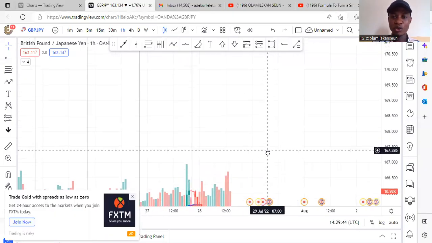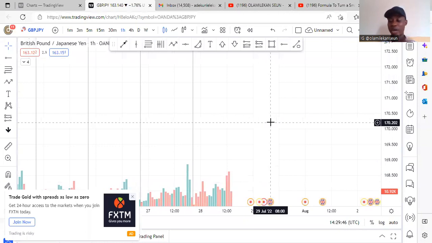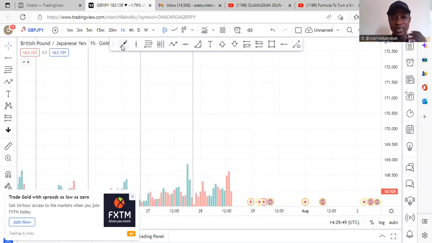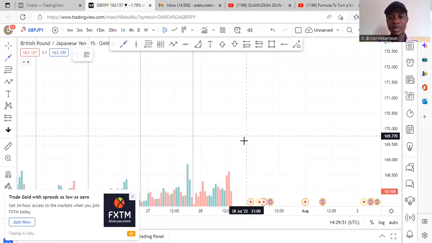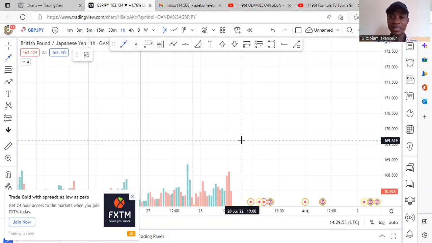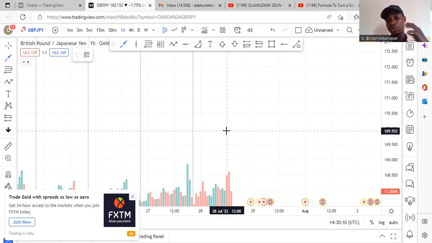So for you to identify this head and shoulder pattern, you need to understand that the market is actually in an uptrend. The head and shoulder pattern means a bearish reversal in the market, and the reversal is a bearish move. So for you to see a head and shoulder, the market is actually in an uptrend.